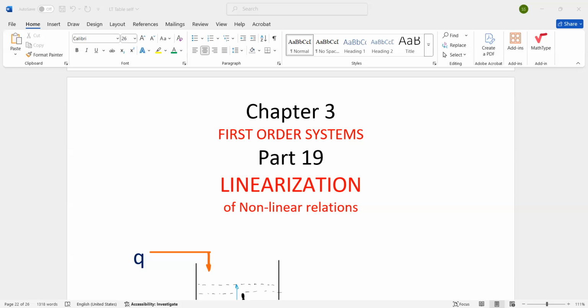The describing equation in these cases were linear. For example, in a CSTR, it is a first order reaction, linear relation. In a thermometer, the heat transfer is hA delta T, h into A into delta T, linear. So they're all linear relations. With linear relations, it'll be easy to derive the transfer functions.